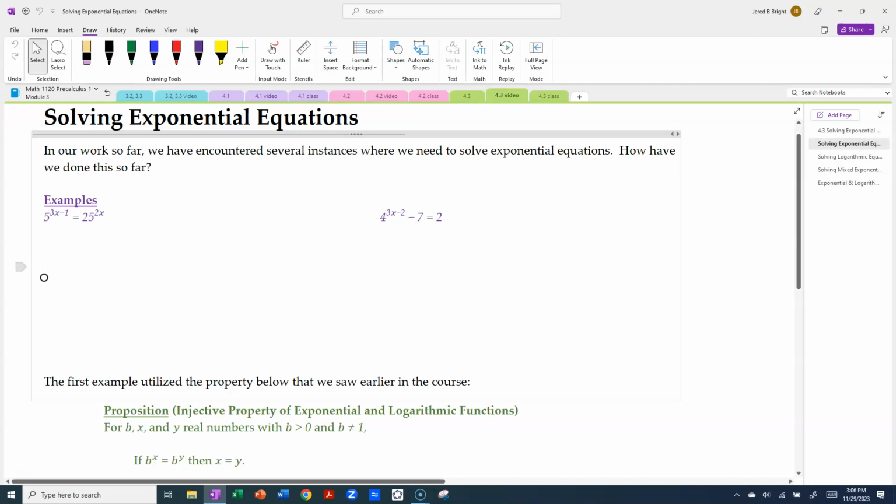The first type of equation we're going to look at is an exponential equation. We've been dealing with these in different ways, but some of them have been easier for us to solve, others have not been so easy. So we're going to focus on both types here.